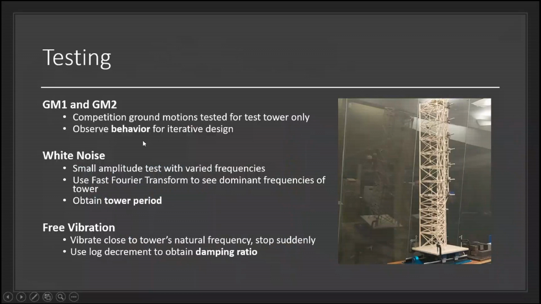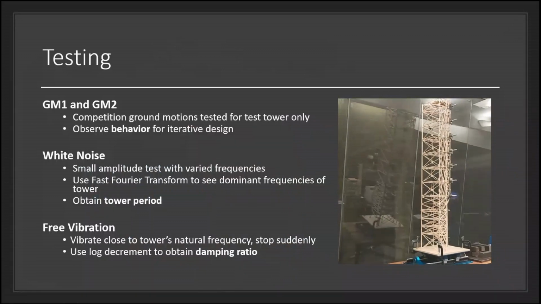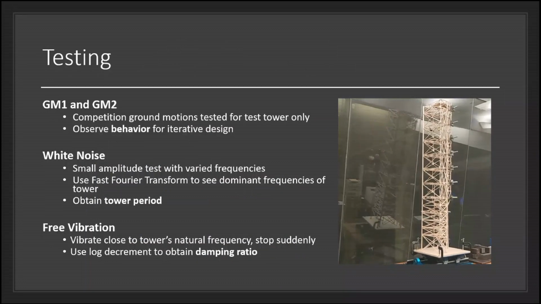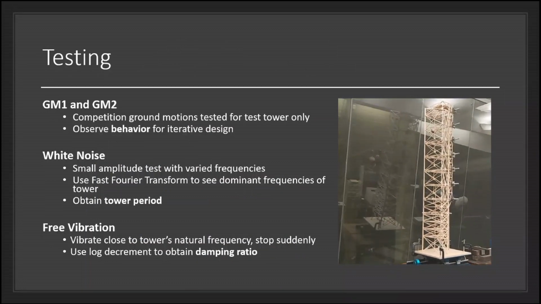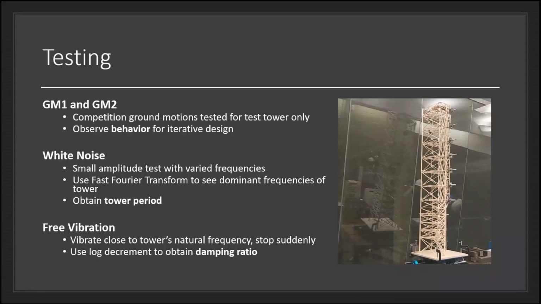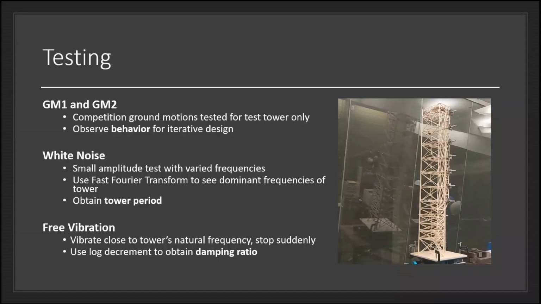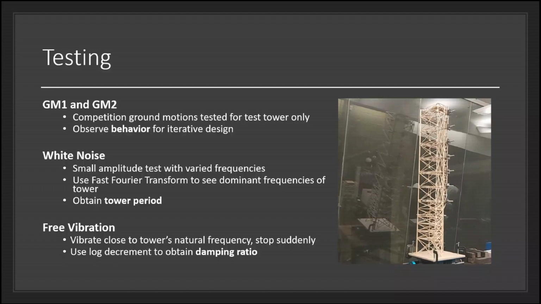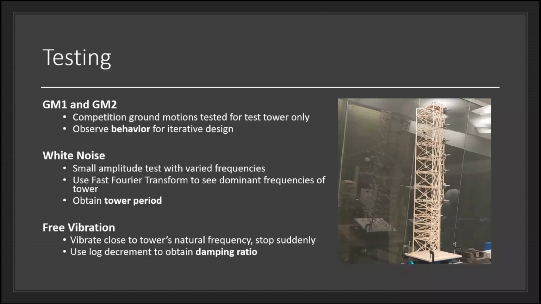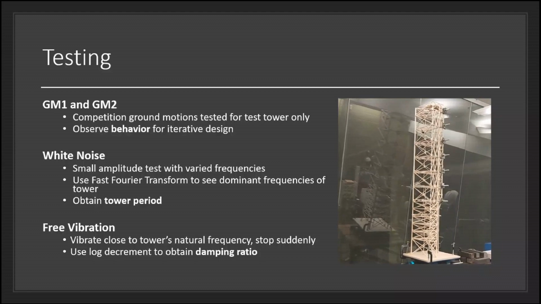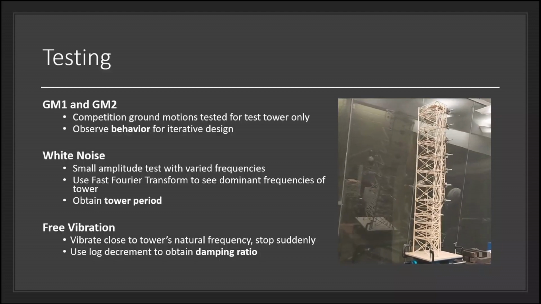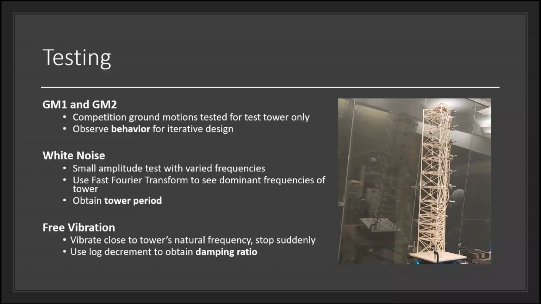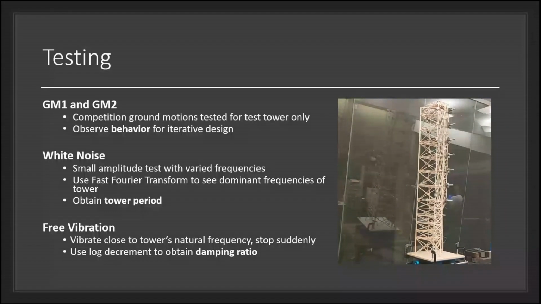So once we have our tower built, we need to test it. In the video on the right, you can see the shake table at UFT. This is our test tower being subjected to ground motion 2. For our test tower, we do both ground motion 1 and ground motion 2 testing, and then we observe the behavior to identify weak points to iterate on the next design for our final tower.